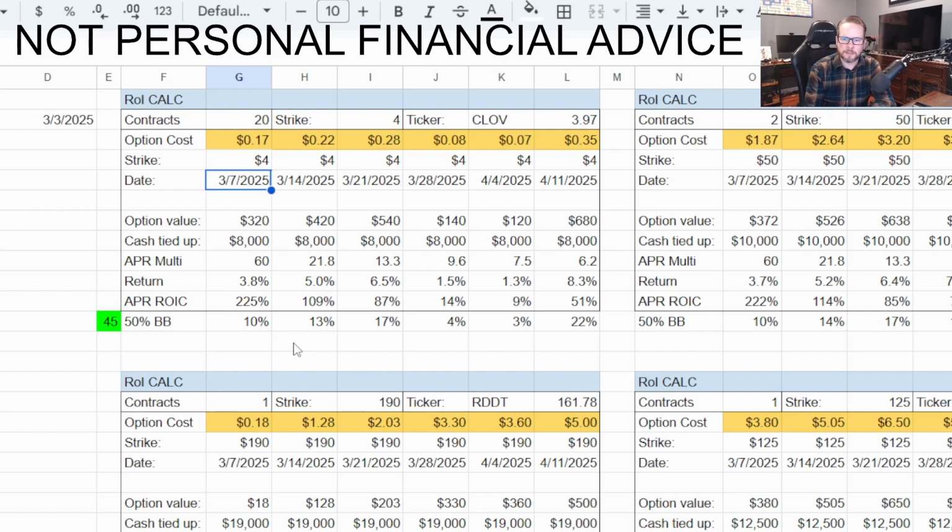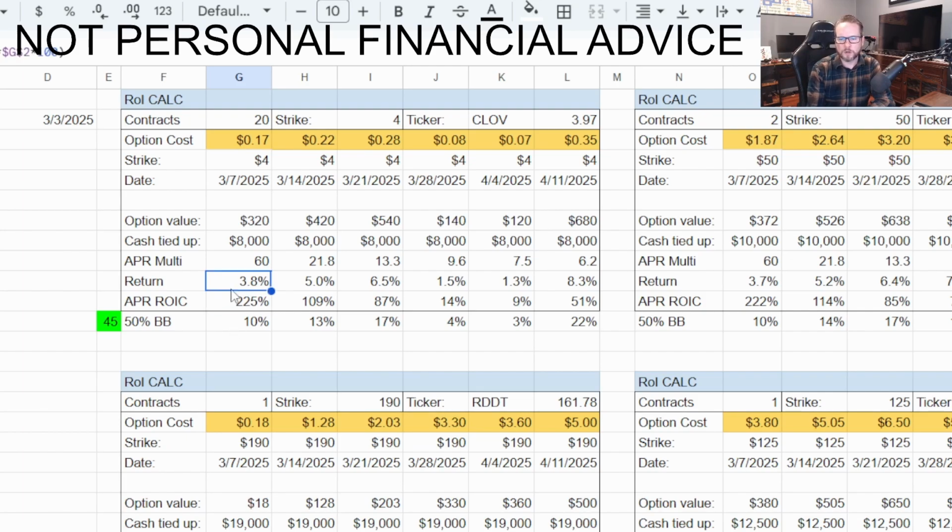And the thing is, as you go through the month, you will see a different value assigned to each of those options. The option cost early on will have the lowest dollar value, but very often it has the highest return if you were to annualize it.